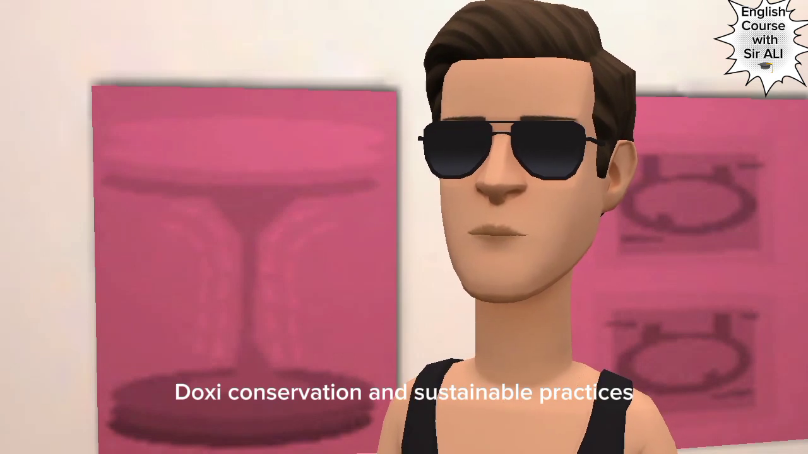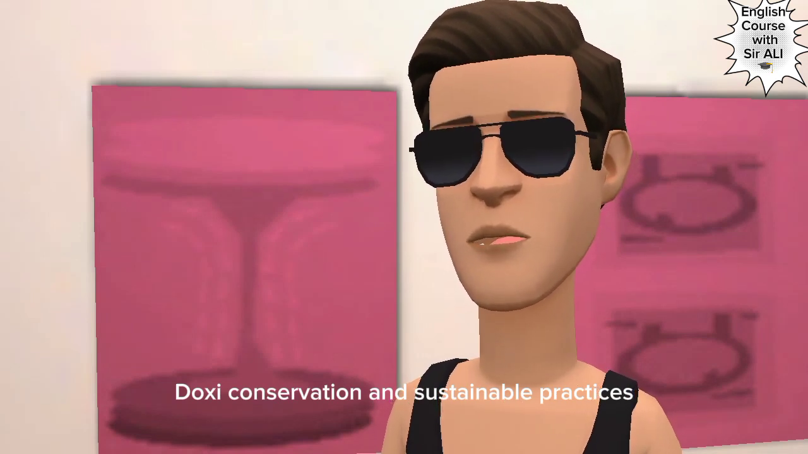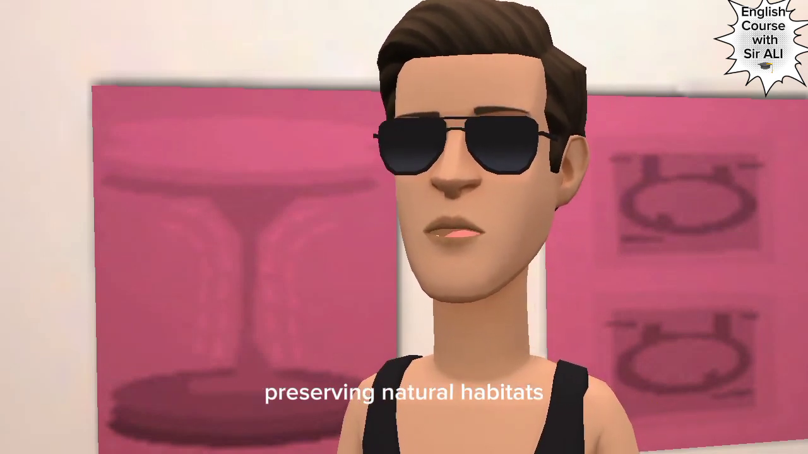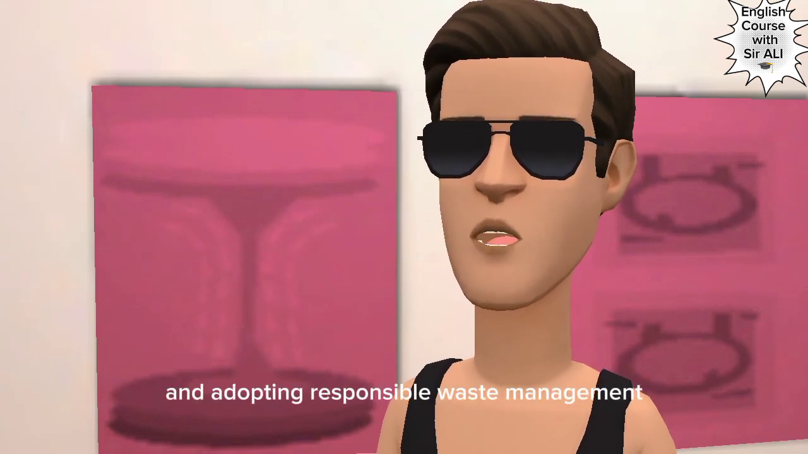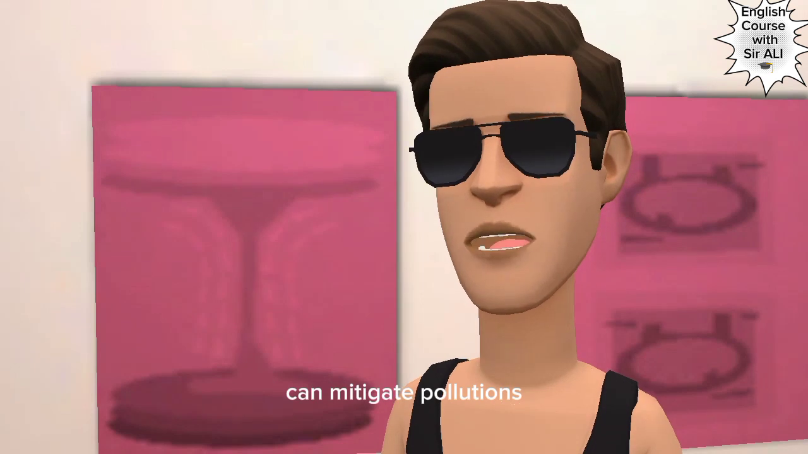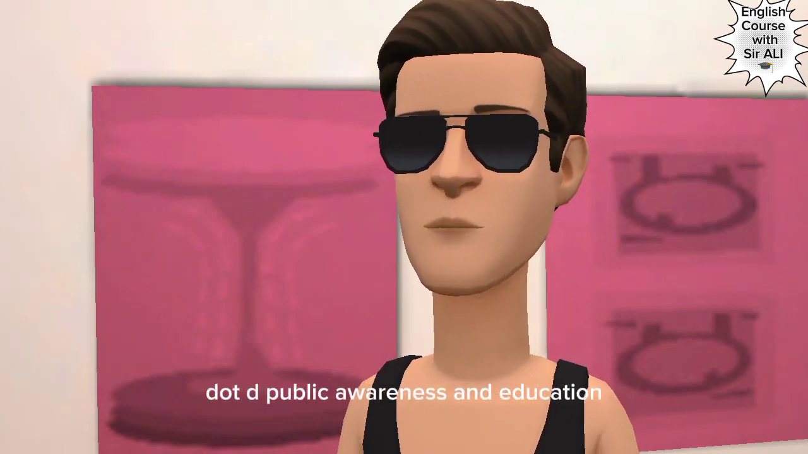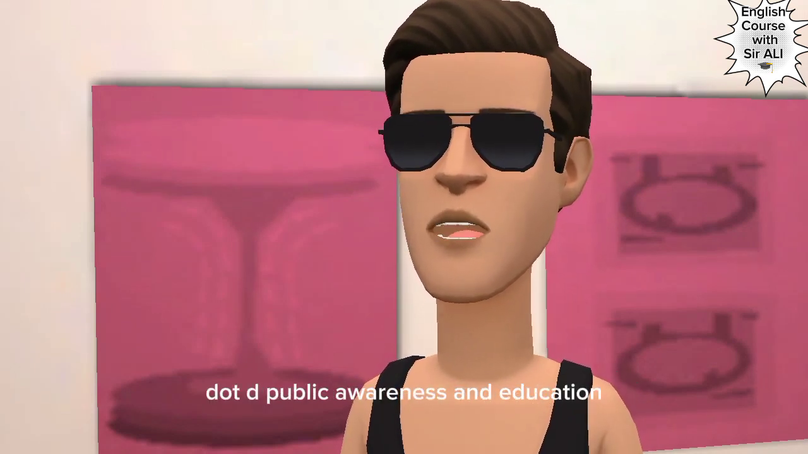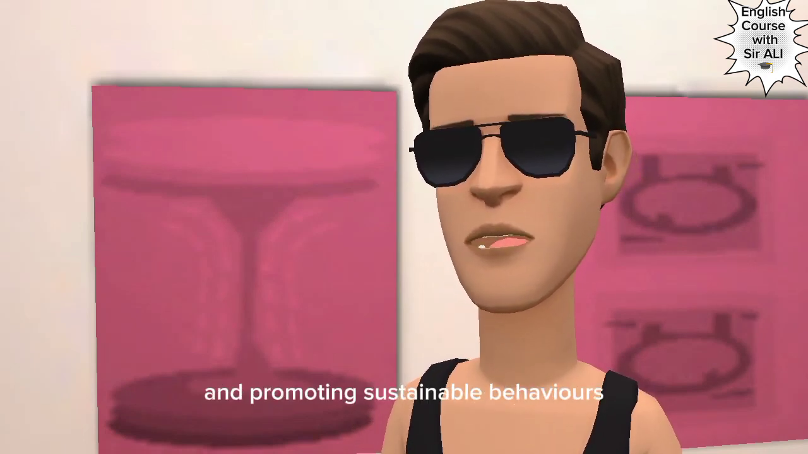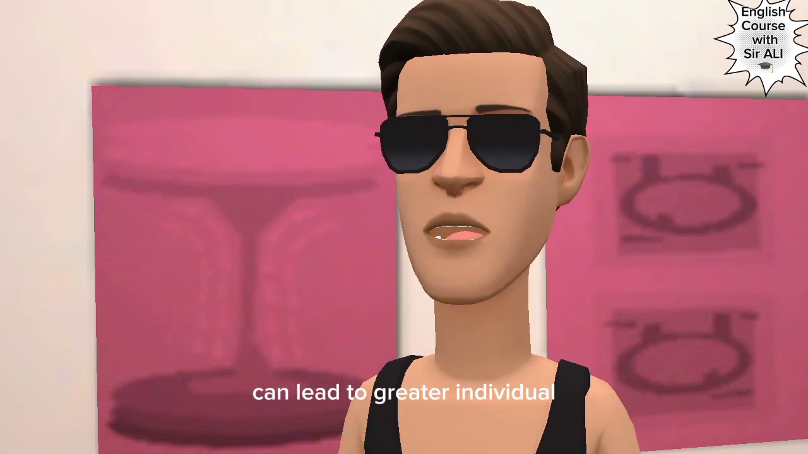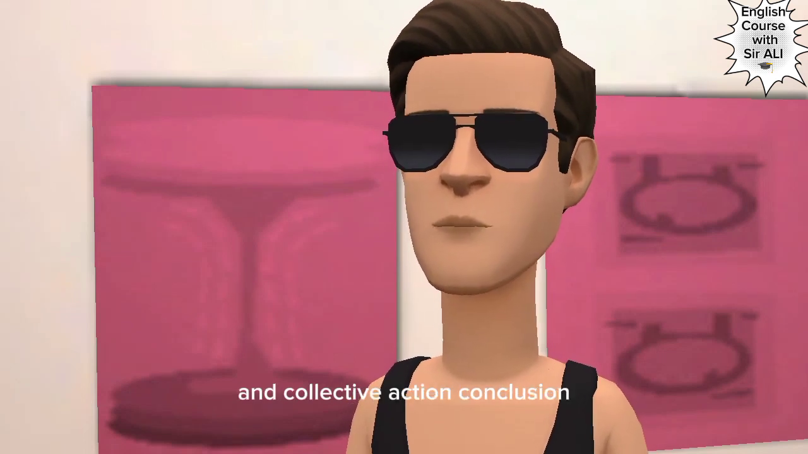C. Conservation and sustainable practices. Preserving natural habitats, practicing sustainable agriculture, and adopting responsible waste management can mitigate pollution's impacts on the environment. D. Public awareness and education. Educating the public about the consequences of pollution and promoting sustainable behaviors can lead to greater individual and collective action.